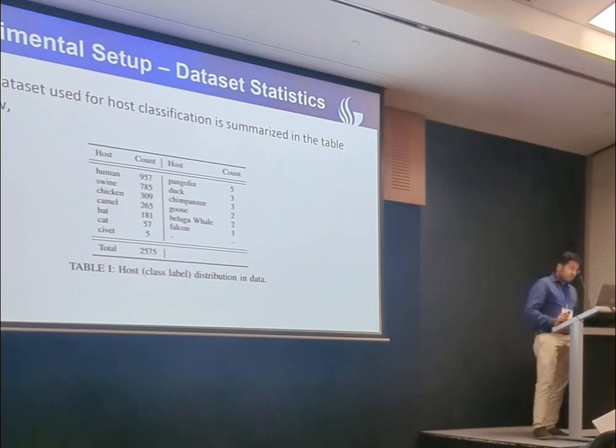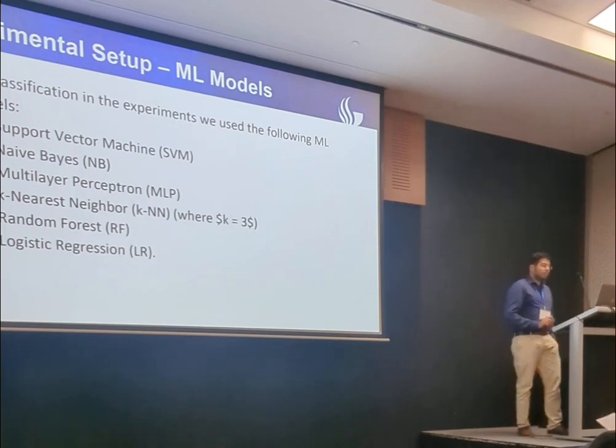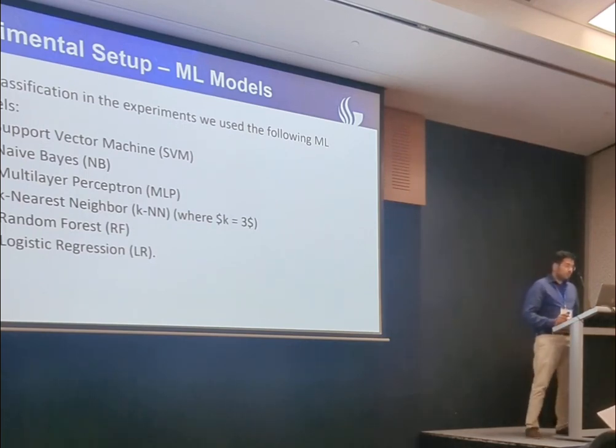The dataset used in this experiment was of 2500 sequences. This is the distribution for the host: we have human, swine, chicken, camel, bat, cat, pangolin and duck. This is the distribution of the data we have used, and the host is the class label that we are trying to predict through the model. For classification in the experiment, we used several classifiers, including SVM, Naive Bayes, multilayer perceptron, k-nearest neighbors, random forest, and logistic regression.